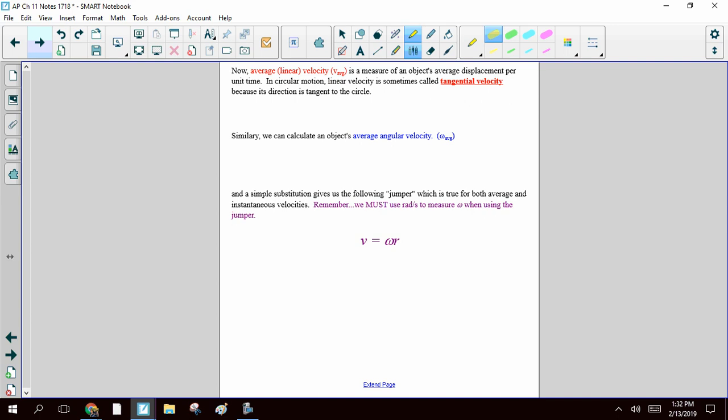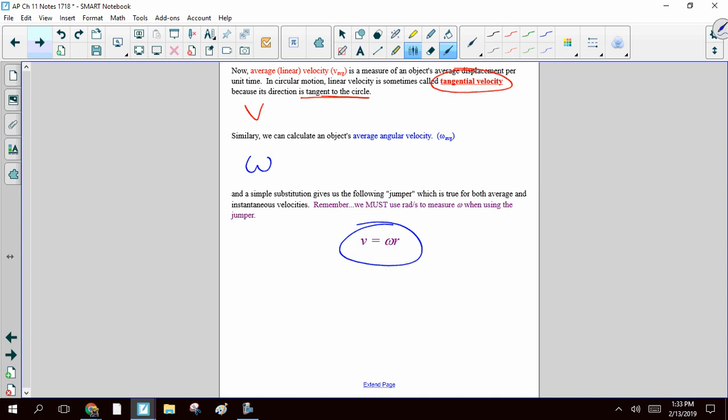So obviously when we talk about the motion of an object, we can talk about linear velocity, where we call it v, all right? Sometimes we call it tangential velocity because the direction is tangent to the circle, okay? The angular counterpart of that is angular velocity. We use the Greek letter, lowercase omega, to represent that, okay? And as I said a minute ago, you've got this jumper equation that connects the two. Like I said, we talked about that a ton last year, all right?